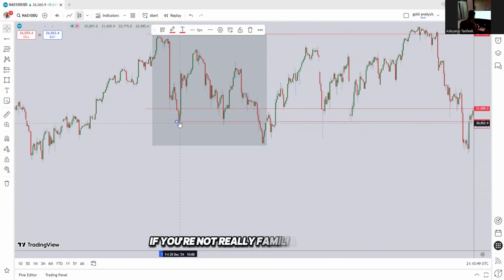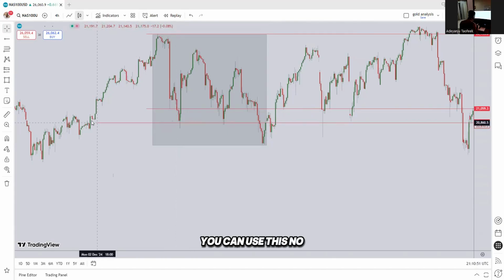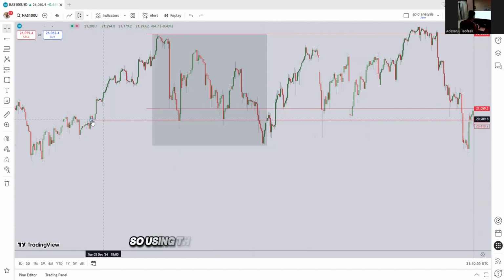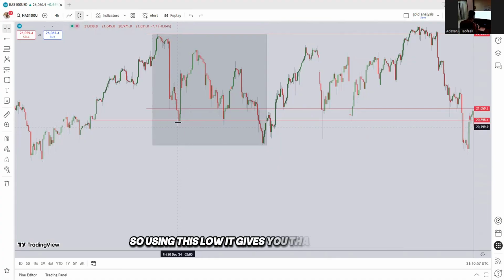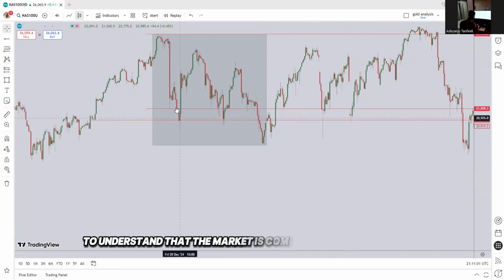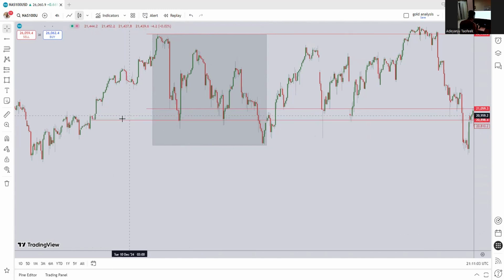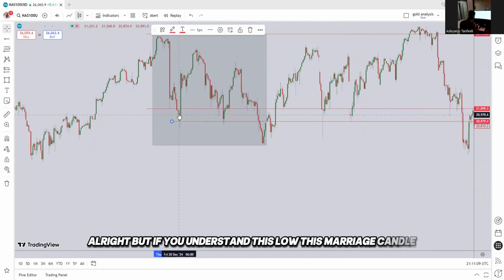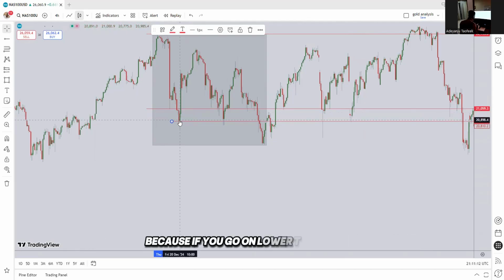If you're not really familiar with this, you can use this low, right? Using this low gives you the flexibility to understand that the market is coming back inside this level, right? But if you understand this low, this bearish candle, because if you go on lower time frames, you understand what I'm saying, yeah?